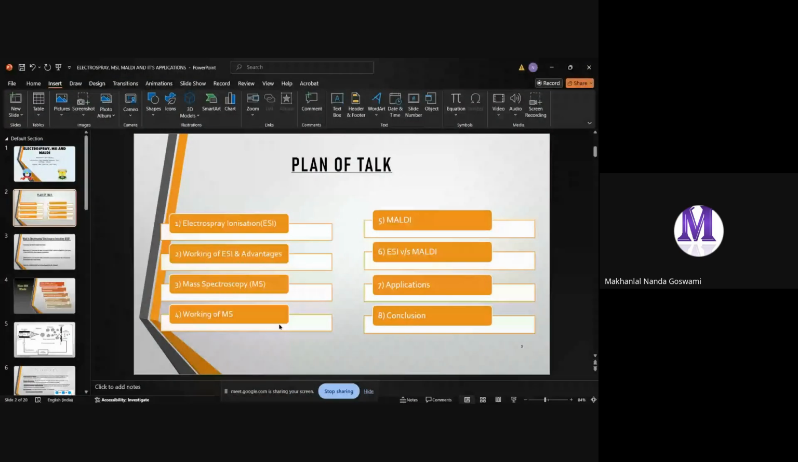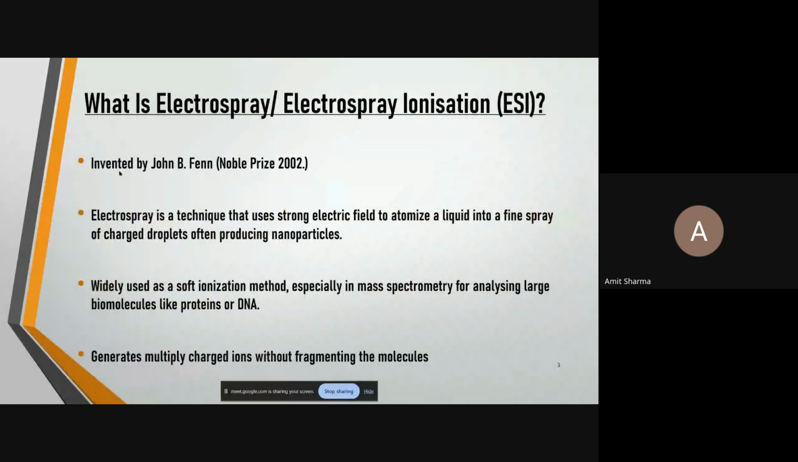Yes, yes. So we will move on to mass spectroscopy, that is MS, and then the working of MS. And after that, we will move on to MALDI, and then we will compare ESI versus MALDI. And at last, we will look at the applications and the conclusion of this talk. So let us start with electrospray.